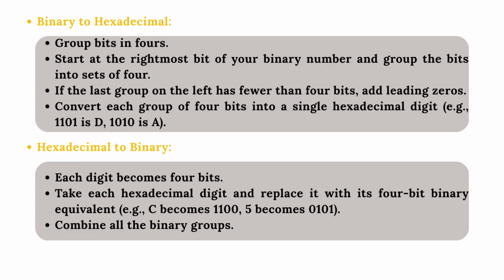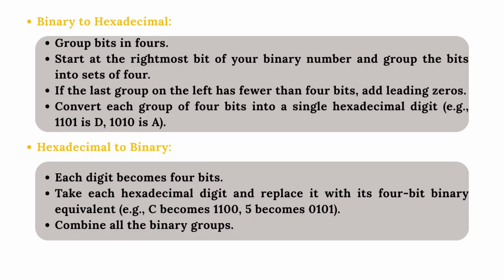For binary to hexadecimal, group bits in fours. Start at the rightmost bit of your binary number and group the bits into sets of 4. If the last group on the left has fewer than 4 bits, add leading zeros, and convert each group of 4 bits into a single hexadecimal digit. For example, 1101 is D, 1010 is A.